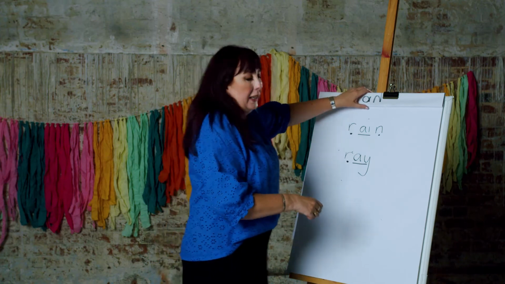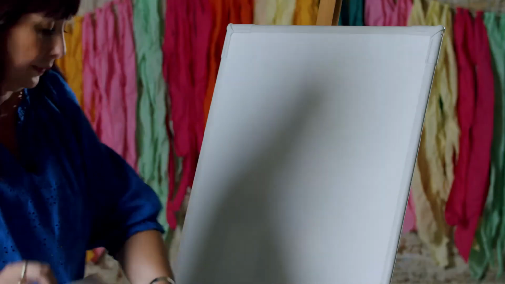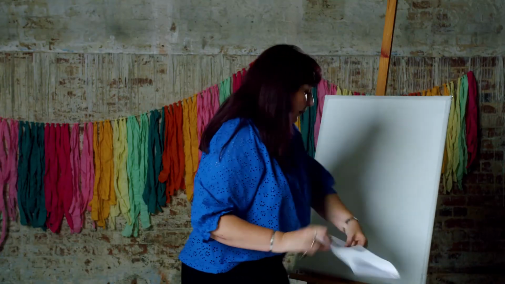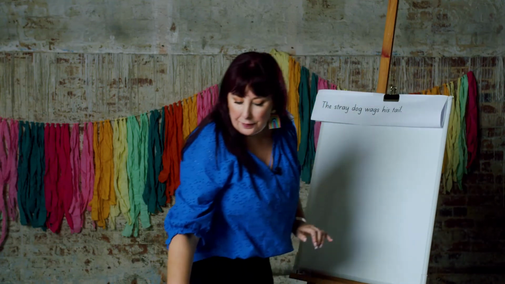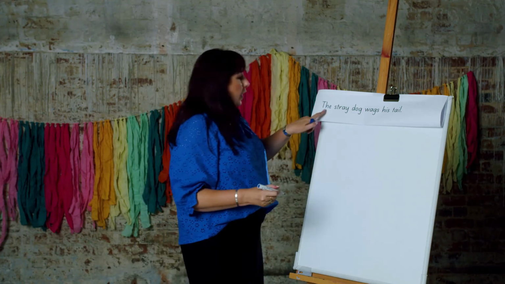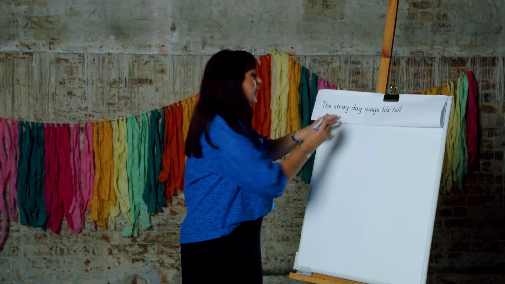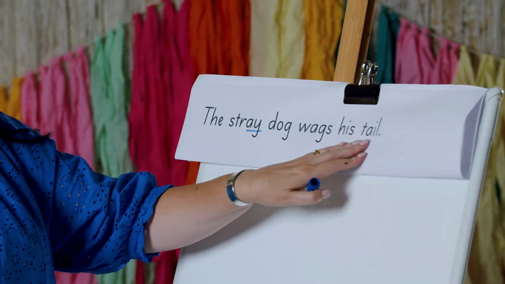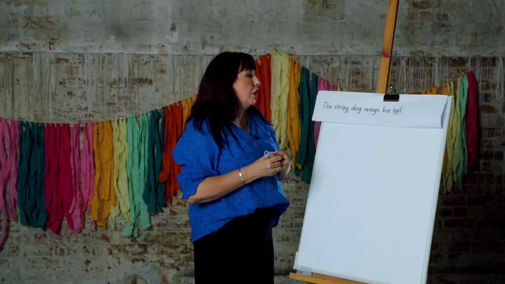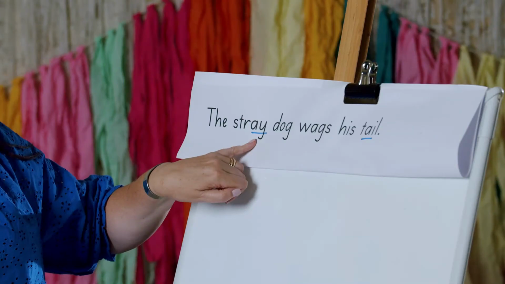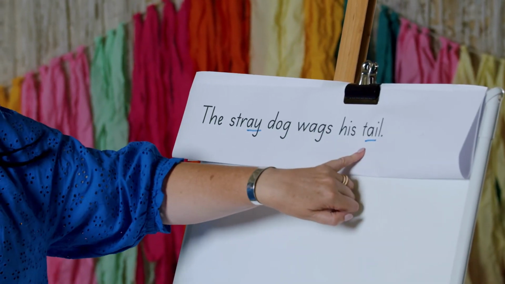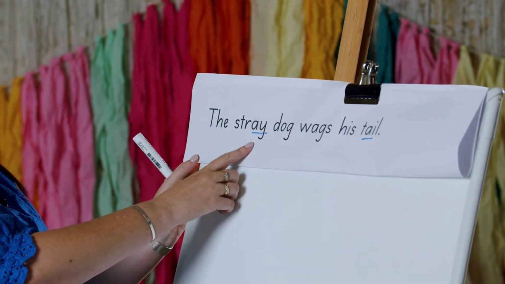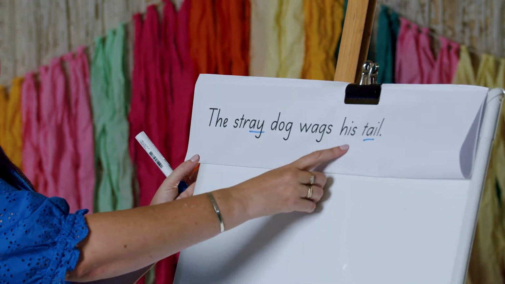Time now for us to read some sentences together. Here's our first sentence. The stray dog wags his tail. Good job. Can you see here, we've got the A sound twice. We've got A at the end of stray and A in the middle of tail. So I've had to spell them differently. Let's read this sentence together. The stray dog wags his tail.